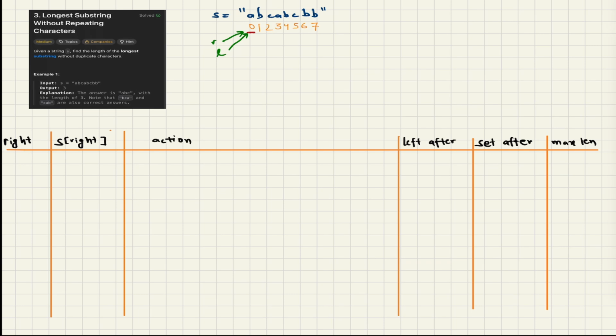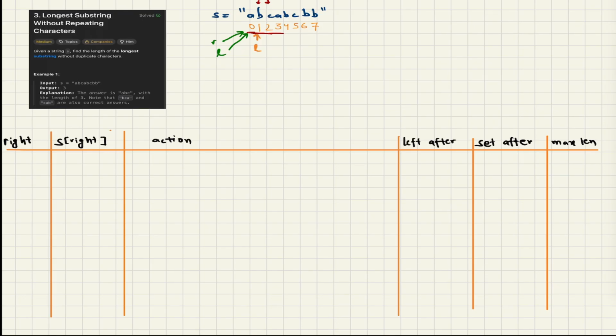I have A. Is A a valid substring? Yes. I'll increase my R. Now my R will be pointing to this. Is AB a valid substring? Yes. I'll again move my R. Now my R is pointing at this. Is ABC a valid substring? Yes, it is. So now I'll move to ABCA. Is ABCA a valid substring? No, it is not. So what I'll do is move my L and shrink the window.